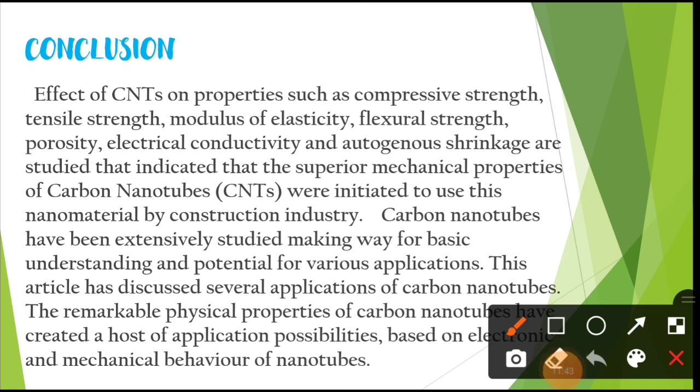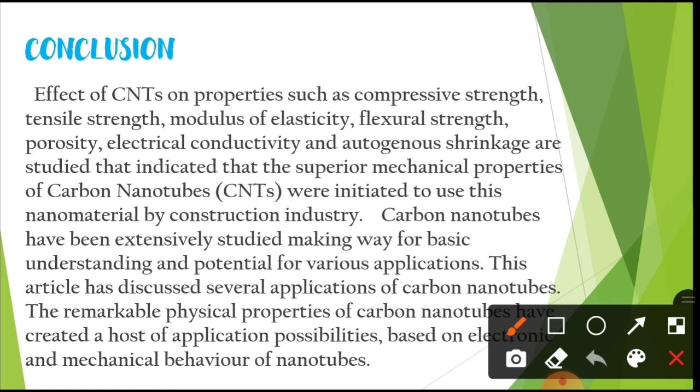And last one is the conclusion. The effect of carbon nanotubes on properties such as compressive strength, tensile strength, modulus of elasticity, flexural strength, porosity, electrical conductivity, and autogenous shrinkage has been studied, which indicated that the superior mechanical properties of carbon nanotubes initiated their use as a nanomaterial by the construction industry. Carbon nanotubes have been extensively studied, making way for basic understanding and potential for various applications.